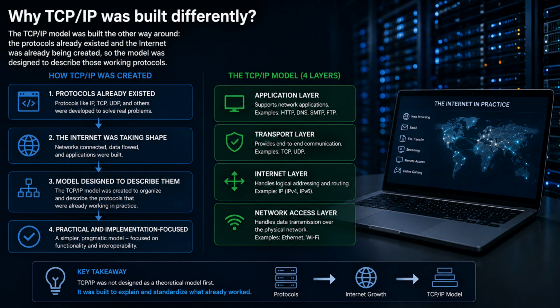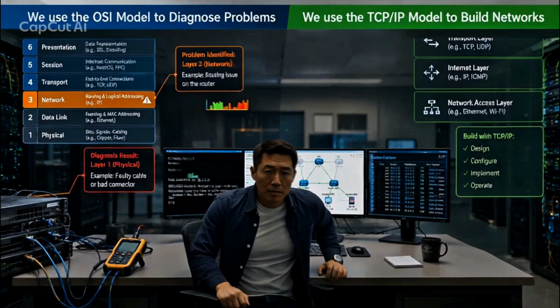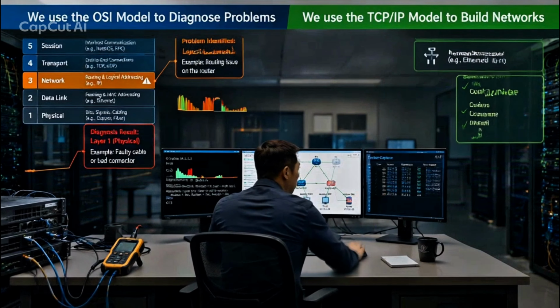The TCP/IP model was built in reverse. The protocols already existed, and the internet was already being created. So the model was designed to describe these protocols that were already working in practice. Today we use OSI to diagnose problems, e.g., the problem is in layer 3 of the router, or it's a layer 1 error in the cable, and we use TCP/IP to build the network.